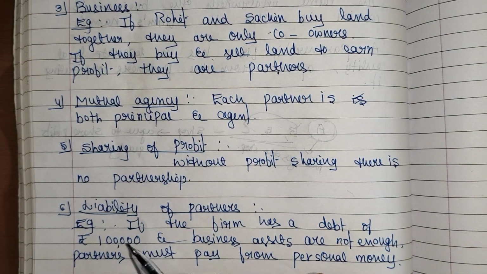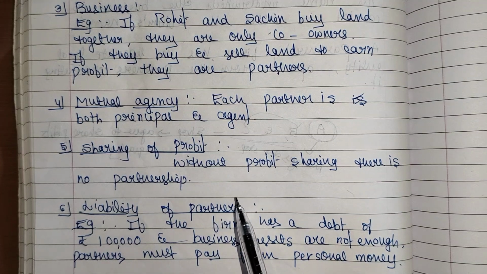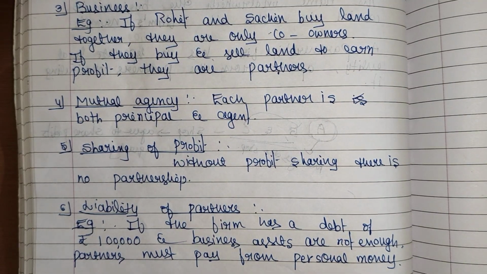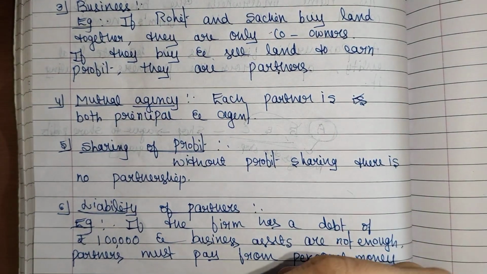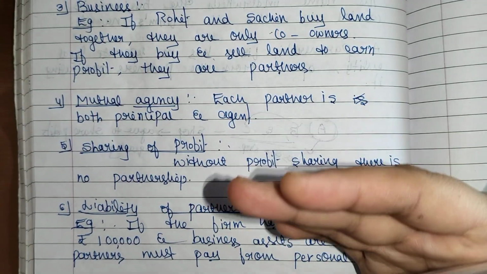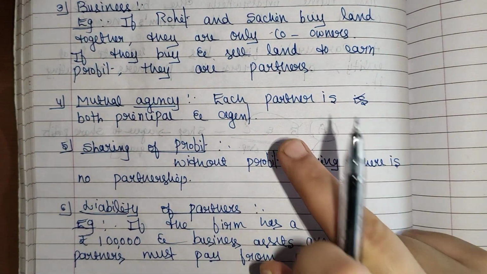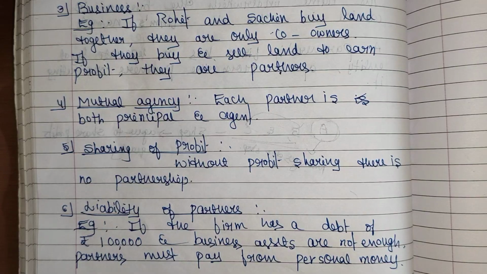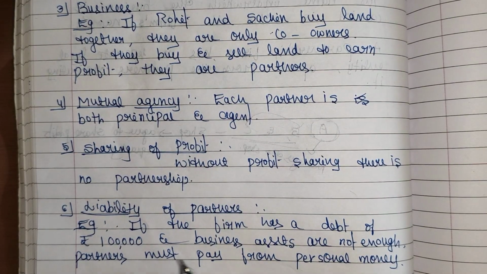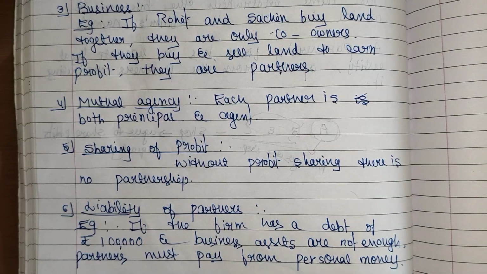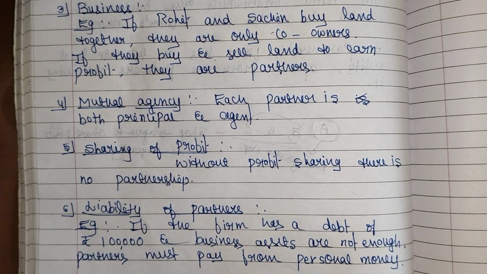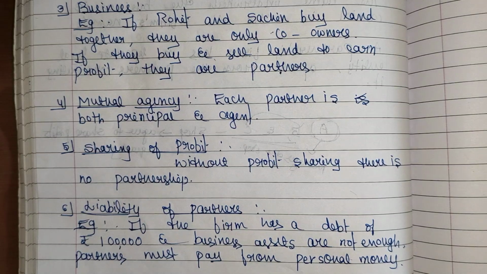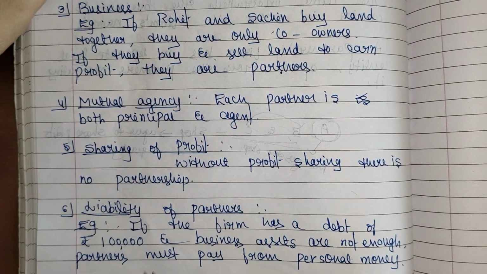Clear? And next sixth one, it is liability of partners. Means each partner has unlimited liability. Clear? If the firm cannot pay its debts, partners must pay even from their personal property. Clear? See the example. If the firm has a debt of rupees 1 lakh and the business assets are not enough to pay the debt, then what happens? Partners must pay from their personal money. That is the liability of partners.